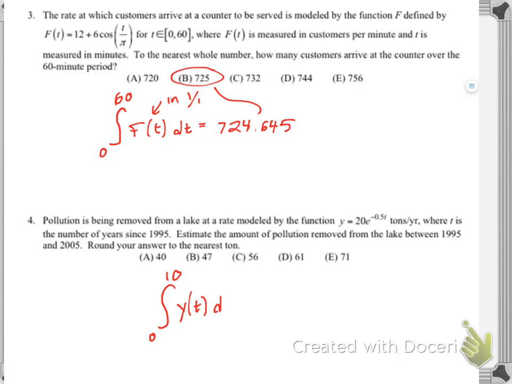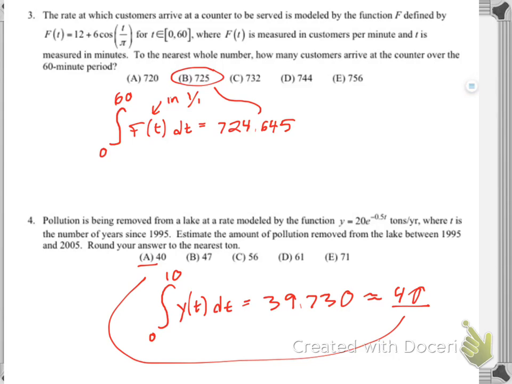But the next one, alright, so we've got pollution being removed from a lake, number 4. There's a rate of change function again. If you want total change, you just integrate on that particular interval, right? Speedy, quick, easy, have a calculator handy, and let the calculator do the work. And that is just fine.